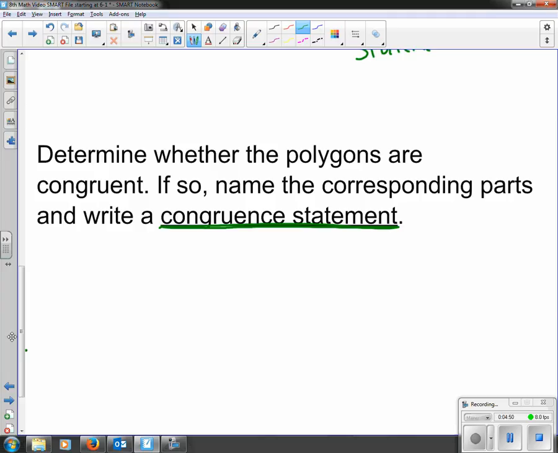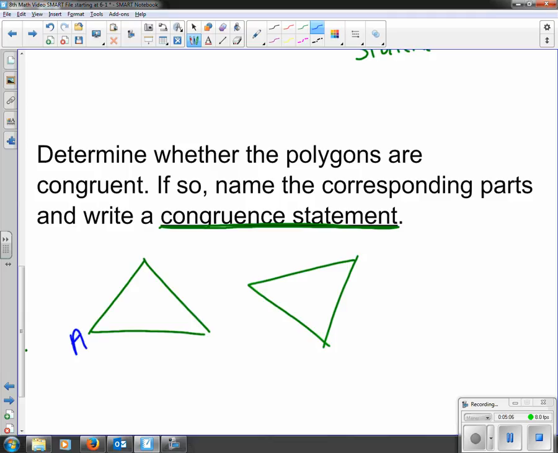Let's determine first if they're congruent or not. So I have here, again, let's use triangles because it's easy. And I'm going to rotate them on you just to make sure you can really understand what we're doing. A, C, E. And then F, H, and G.